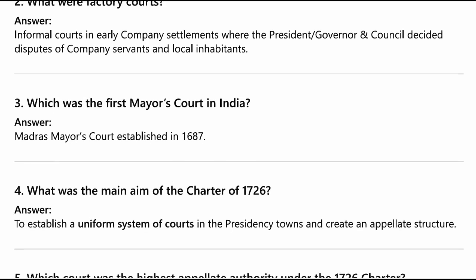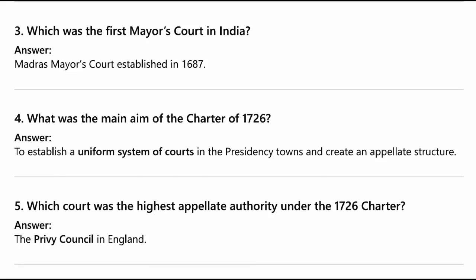Which was the first mayor's court in India? Madras Mayor's Court, established in 1687, was the first mayor's court in India. What is the main aim of the Charter of 1726? So the main purpose of the Charter of 1726 was to establish a uniform system of courts in Presidency towns and create an appellate structure, important. Create an appellate structure and uniform system of courts.